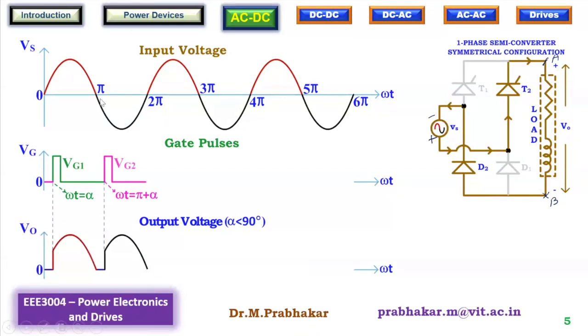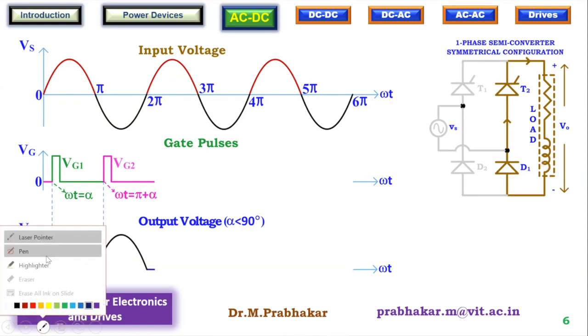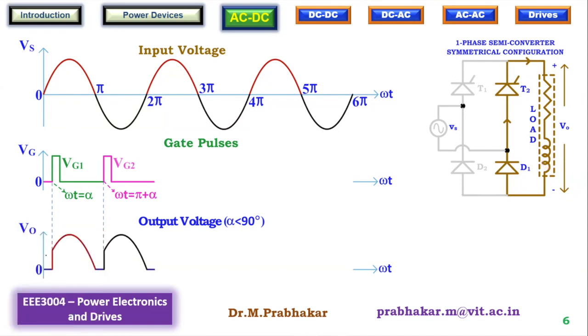All right, so from pi to 2 pi, again T2 is going to conduct, T2 and D2. They will be conducting, energy will be stored in the inductor. Again at omega t equal to 2 pi, supply voltage reverses its polarity, but current will continue and it will not come down to 0. From 2 pi to 2 pi plus alpha, due to the energy stored in the inductance, it will force D1 to conduct. Thyristor T2 is already conducting, so current will circulate through T2 and D1. What is this mode named as? Freewheeling. Freewheeling interval.